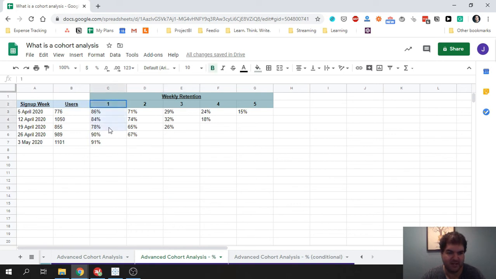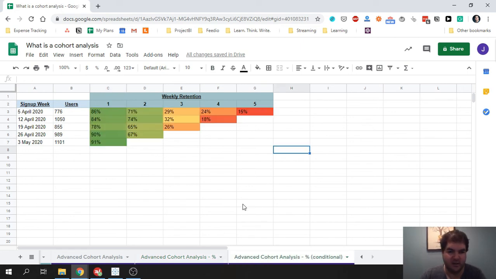And we can actually see here an interesting trend where we had week one retention 86, 84, and then drop to 78, and then all the way back up to 90, and then over 91. And obviously, conditional formatting is very, very helpful in such a case. And now we can look over time, and we can see the trend for given cohorts. But more importantly, we want to look down, and we want to see what our trends look like.